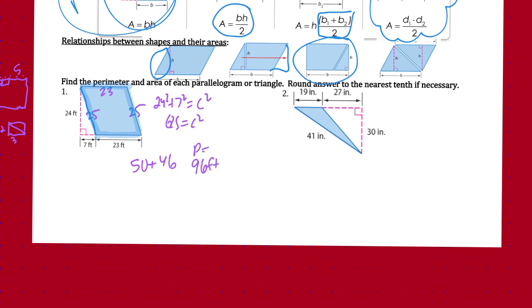So the perimeter equals 96 feet. Okay, so add up all 4 sides, or since you know 2 match, you could double one and then double the other and then add them together. So that'll work too. To find the area, we need the base and the height.